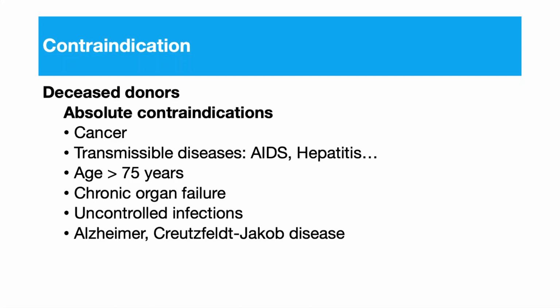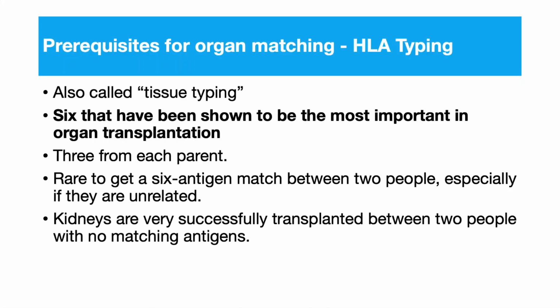Age is a bit arbitrary, because it depends on what particular organ you are planning to transplant. But the absolute age, of course, is beyond 75. I don't think those organs are any good. Anyway, chronic organ failure, whatever the patient had, then it is pointless trying to transplant a failed organ. Uncontrolled infections, the new addition is Alzheimer's, and Creutzfeldt-Jakob disease. All these patients, I think, have an absolute contraindication.